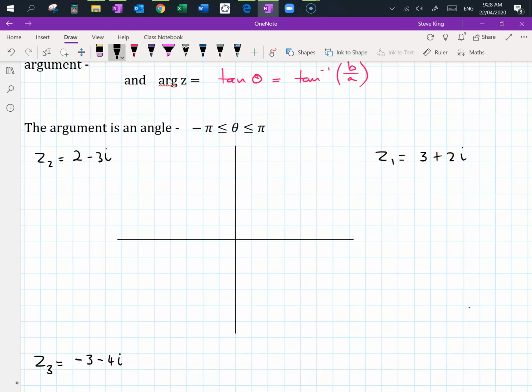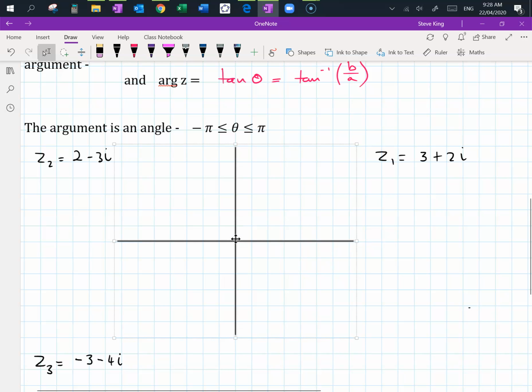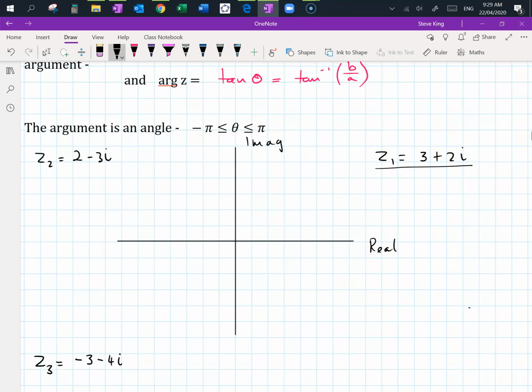Okay, and so here we've got our set of axes positioned, and let's go about tackling each one of these. If I deal with the first one over here, z1, it's 3 along the real axis. Remember, this is our real axis. This one over here is our imaginary axis. So I'm going to go 3 along the real axis, and I'm going to go 2 up the imaginary axis.